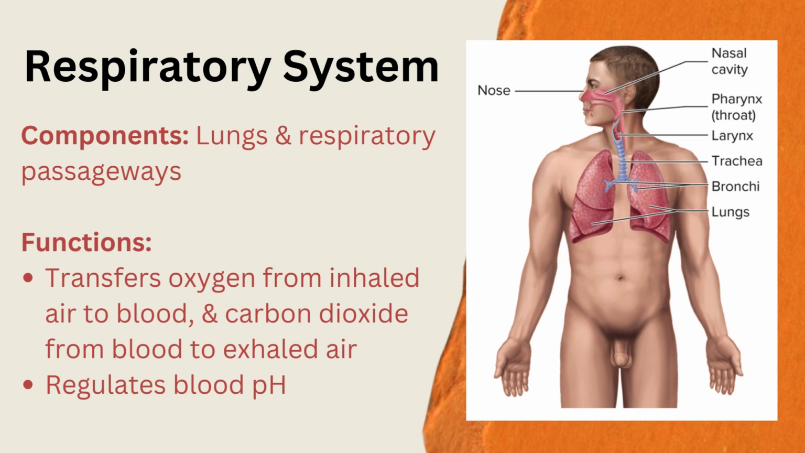The eighth body system is the respiratory system, made up of our lungs and respiratory passageways. It functions to transfer oxygen from inhaled air into our blood and carbon dioxide from the blood to exhaled air. This also plays a role in regulating our blood pH.